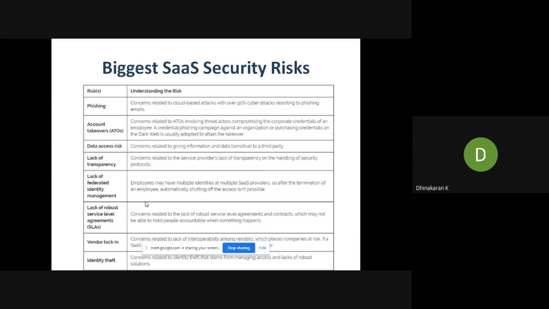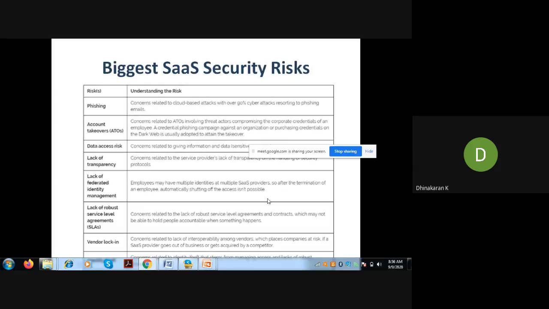And the next one is called lack of robust service level agreement. It is a concern related to the lack of robust service level agreements and contracts, which may not be able to hold people accountable when something happens. How are they going to make the policy? It is based on the contract as well as the agreement between the providers and the requesters. And the next one is a very familiar terminology we frequently hear, vendor lock-in. Vendor lock-in is a concern related to lack of interoperability among the vendors.